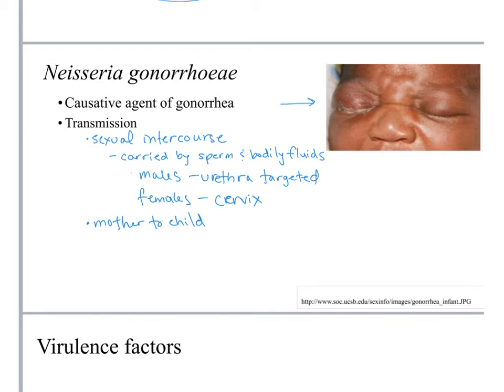In newborns, gonorrhea causes an eye infection that can lead to blindness. So we just routinely treat any baby that's born kind of just as a precaution. Okay, so again, eye infection in newborns that can lead to blindness.